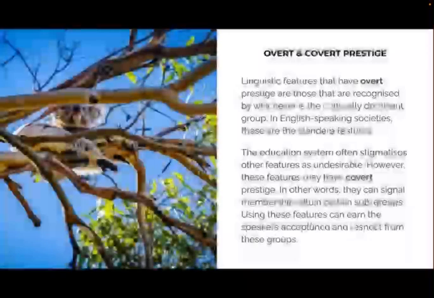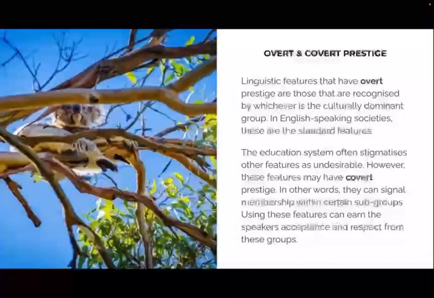Okay, so overt and covert prestige we've talked about before. Linguistic features that have overt prestige are those that are recognised by whichever is the culturally dominant group. In English-speaking societies, these are the standard features. The education system often stigmatises other features as undesirable. However, those features may have covert prestige. In other words, they can signal membership within certain subgroups. Using these features can earn the speaker's acceptance and respect from these groups.